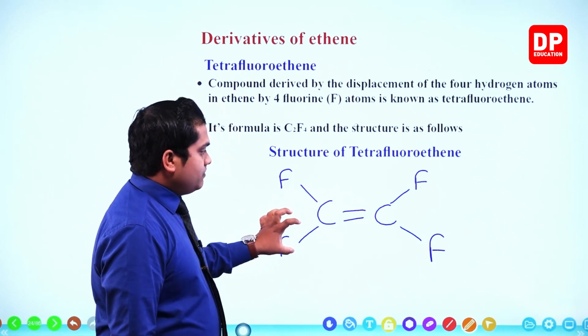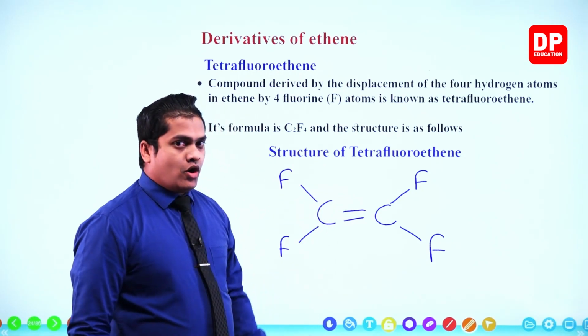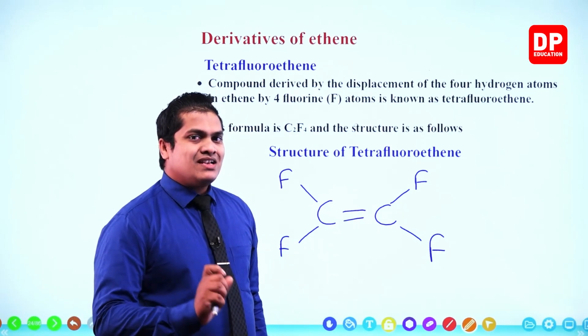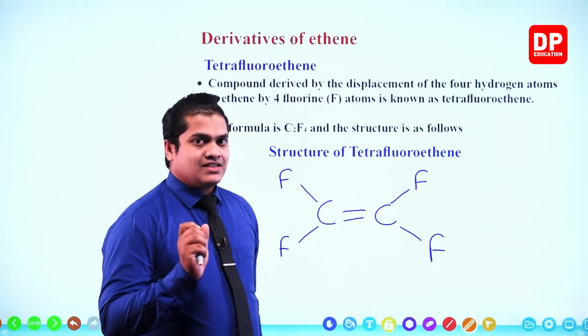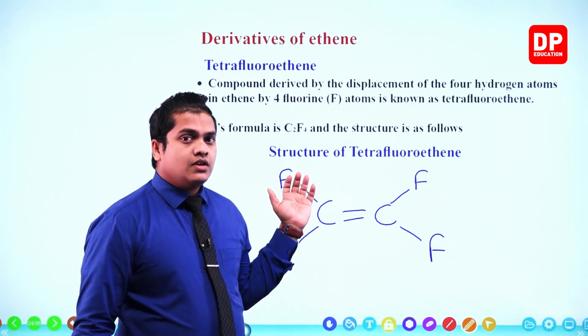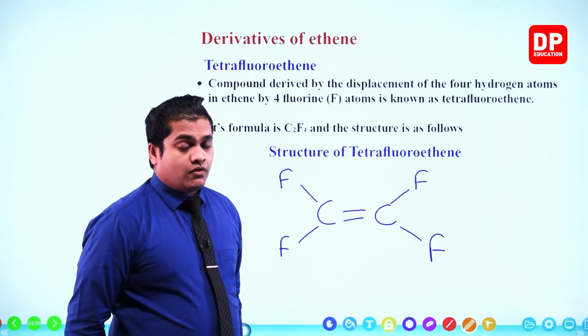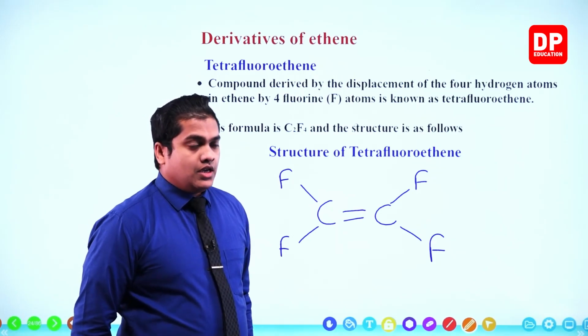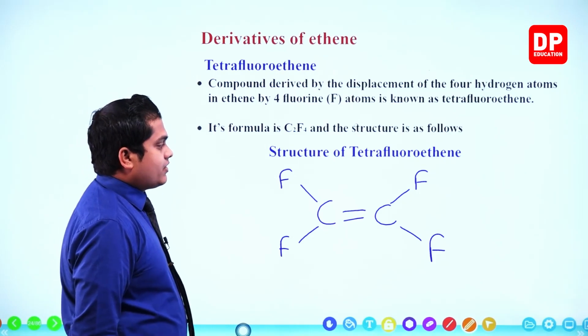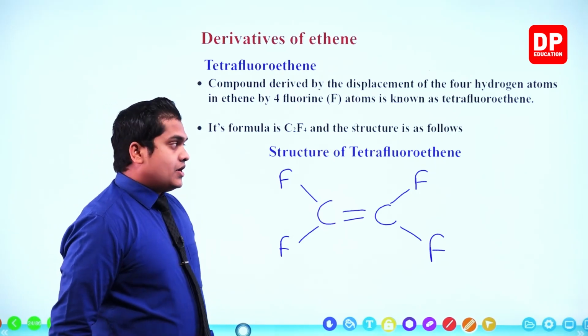Two carbon atoms bonded with a double bond and 4 fluorine atoms, same as ethene, but in ethene there is hydrogen, no? Now in tetrafluoroethene you can observe 4 fluorine atoms. Okay, so this is tetrafluoroethene. Right then.